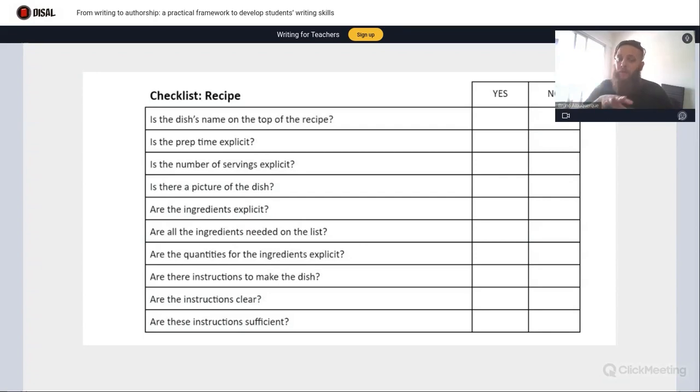And then they wrote their first drafts. They shared their drafts with their peers, and the peers used this checklist to assess, to peer review, to give peer feedback to their colleagues. And this is where the lesson ended. They read each one's text, they checked the boxes, they gave feedback, and that was it.